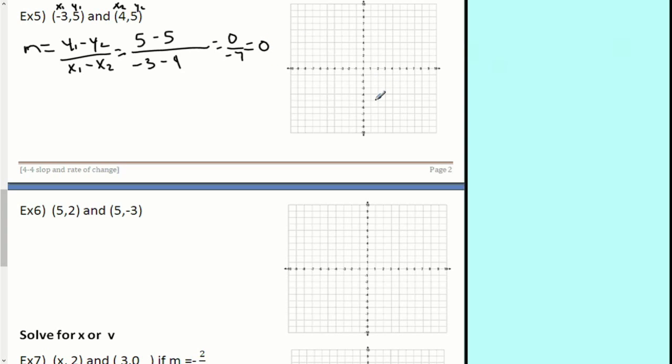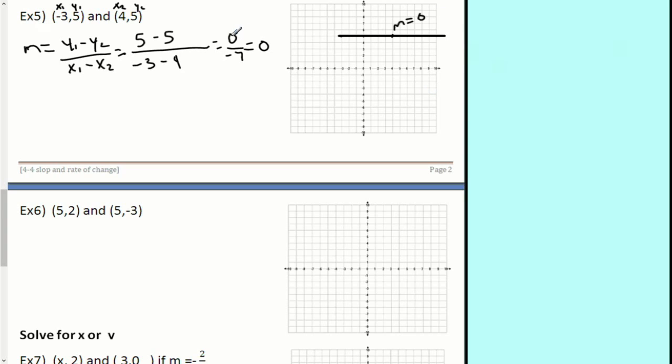Now, what does a slope of 0 look like? Well, if I was to graph those 2 points, negative 3, 5, and 4, 5, what do you notice? These 2 dots are horizontal to each other. When the graph of this line is horizontal, which it is in this case, the slope of that line is going to be 0. Okay?